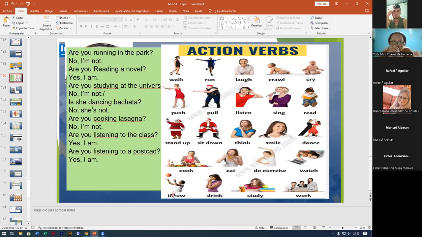What about throw? What is throw? Tirar, lanzar. That's all right. What about crawl? Así como el ejemplo que dio Adita. Gatear. But that was about swimming, right? She gave us an example with swimming. Is she swimming? Nadando. Exactly. Is she swimming in the pool? ¿Está ella nadando en la piscina? So that's with swimming.